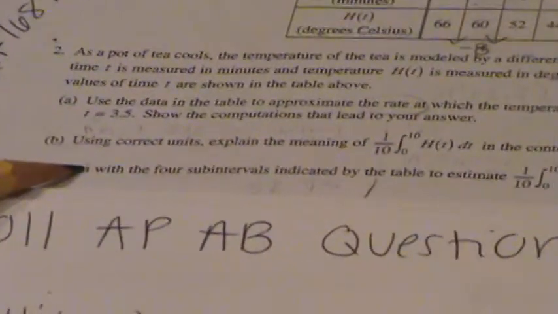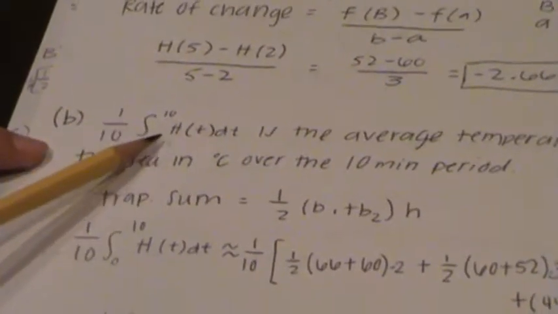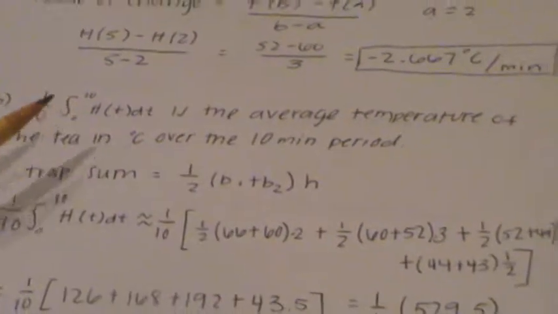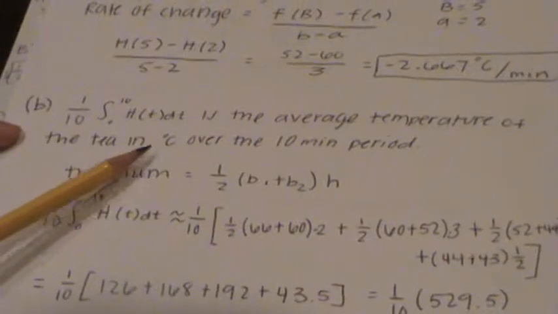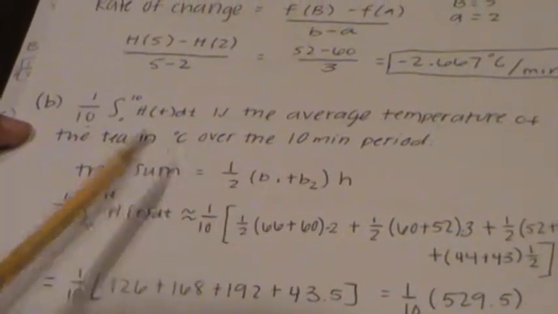Part B asks, using the correct units, explain the meaning of 1/10 integral from 0 to 10 of H of t dt in the context of this problem. Use the trapezoidal sum with the 4 subintervals indicated by the table to estimate 1/10 the integral of 0 to 10 of H of t dt. So 1/10 integral of 0 to 10 of H of t dt is the average temperature of the tea in degrees Celsius over the 10-minute period.